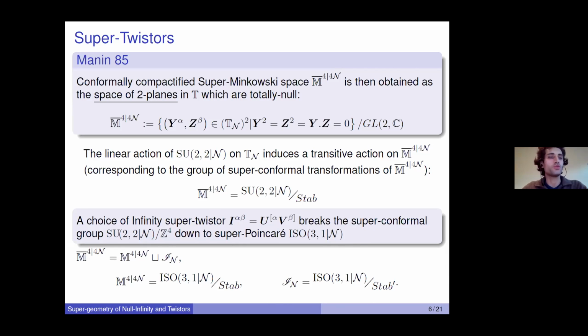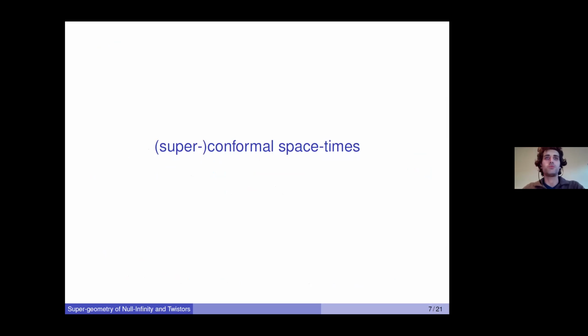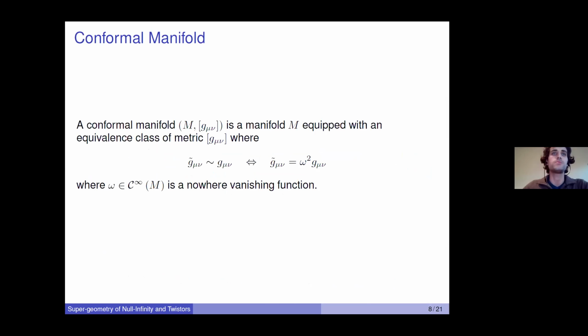So how do you construct a curved version of twistors? Well, there are different constructions, but the one I want to consider here is making twistors local. So for this, I will need some local twistor notions on conformal spacetimes. So I need to remind you that what I'm going to call a conformal manifold is a manifold equipped not with a metric, but with an equivalence class of metrics, where equivalences are given by rescalings by a nowhere vanishing function.